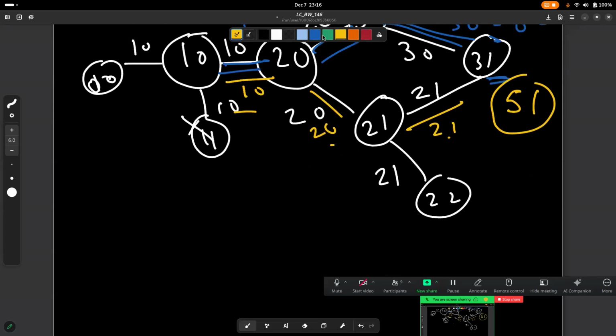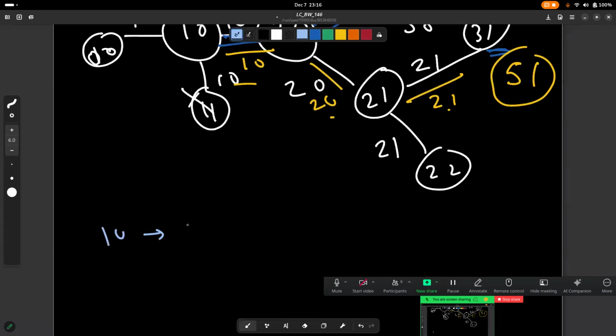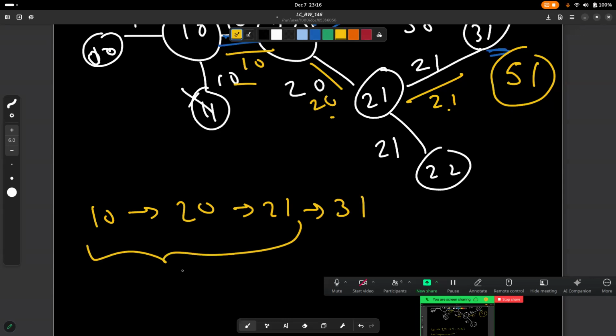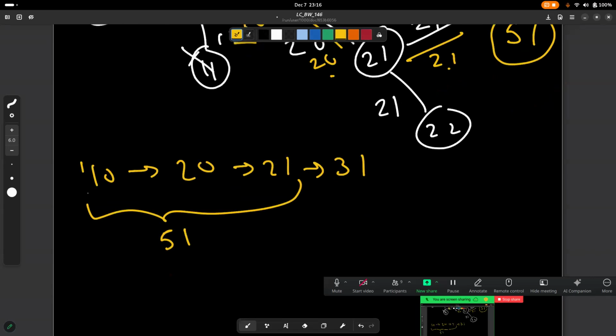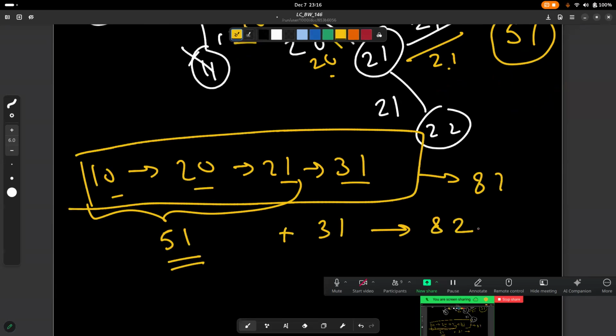If you trace back this path, you're going from 10 to 20 to 21 to 31, and your total edge weights give you 51. If you calculate the cost of this whole operation, you have to calculate the sum of these numbers, which is 10 plus 20 plus 21, this is 51, plus 31, which is 82. You can just say that this is 31 plus all the cost that I required to reach up to here, which is 82.